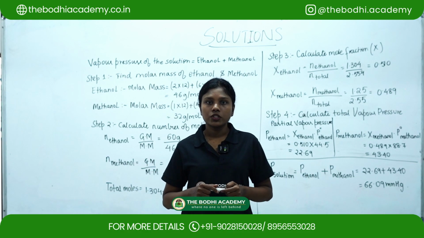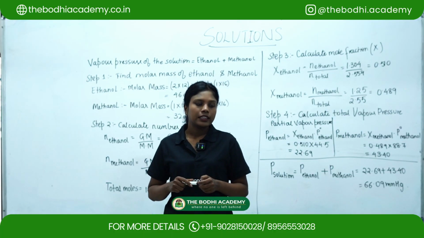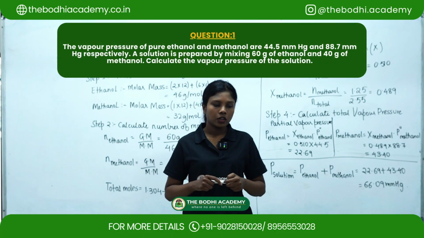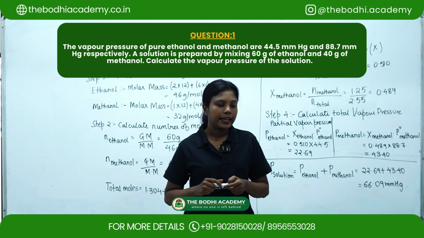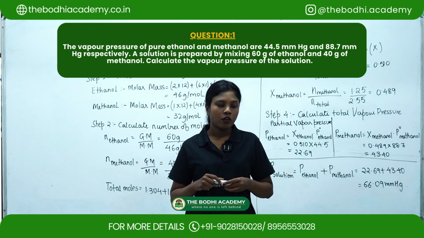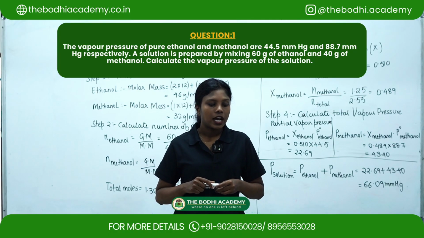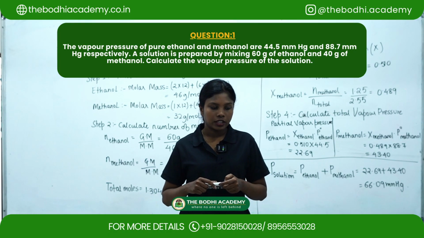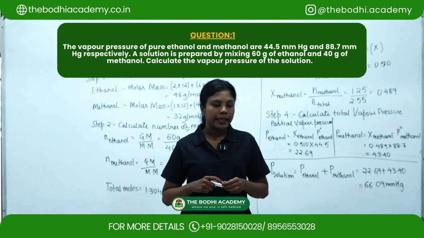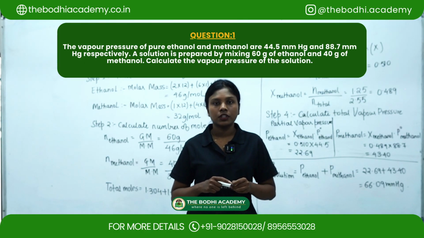So to begin with the first question, it reads that the vapor pressure of pure ethanol and methanol are 44.5 mm and 88.7 mm of mercury respectively. A solution is prepared by mixing 60 grams of ethanol and 40 grams of methanol. Calculate the vapor pressure of the solution.